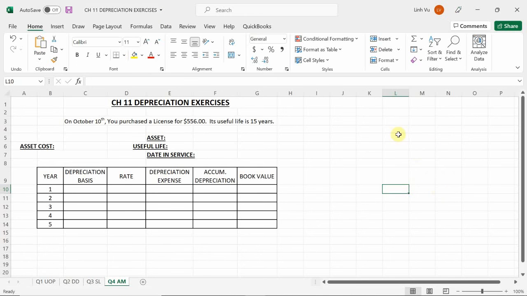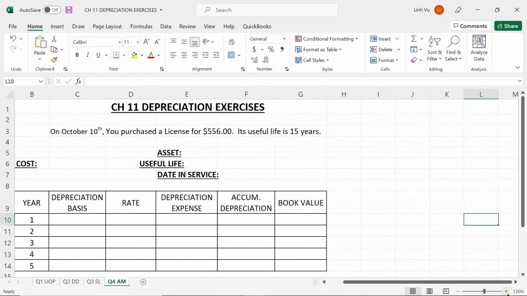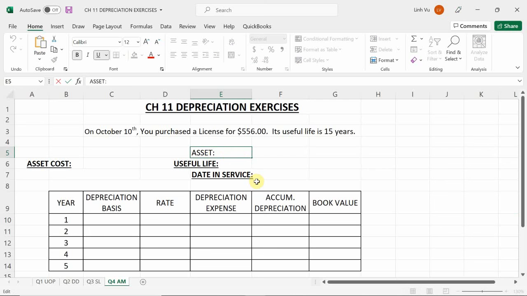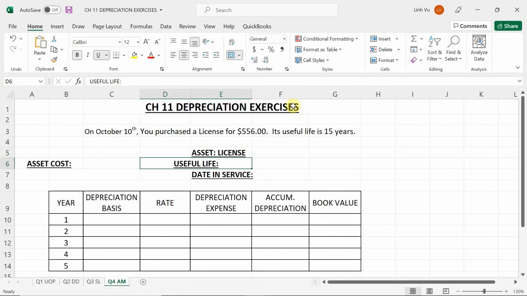Okay, so let's go ahead and take a look at amortization here. In this case, I decided to buy a license for $556. And of course, the estimated useful life is about 15 years. I placed it into service as of October 10, or I purchased it on October 10. So I bought a license. Okay. What is my asset's cost?